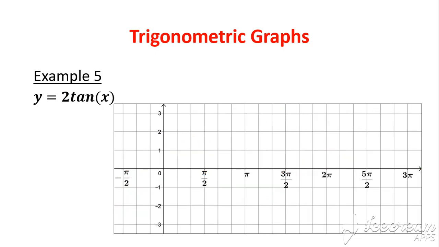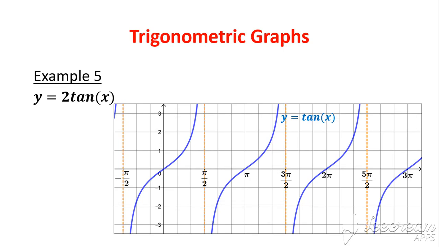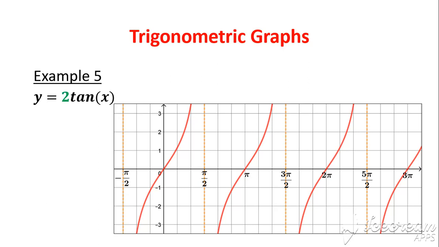Right, our last example, y equal to 2 tan x. Well, here's what the normal y equal to tan x graph looks like. Remember these asymptotes, these breaks in the graph, and here's what 2 times tan x would look like. It just makes the graph steeper.